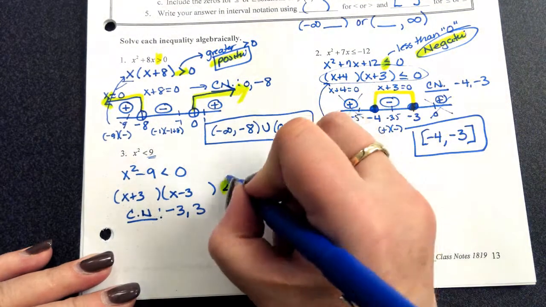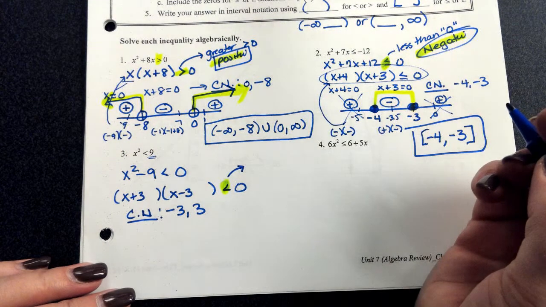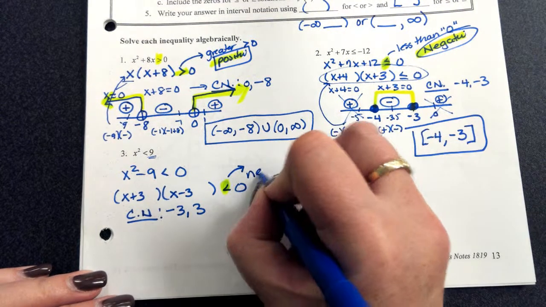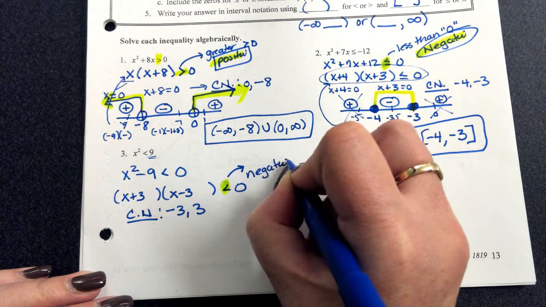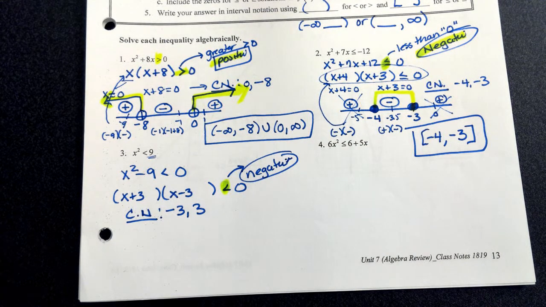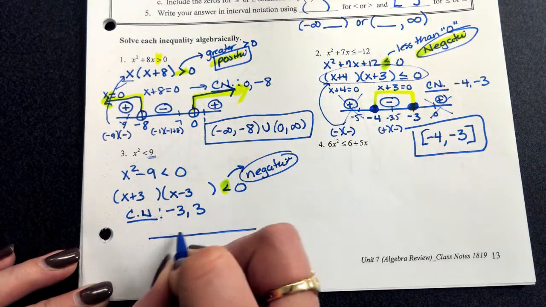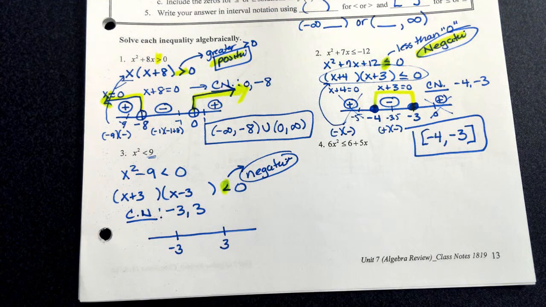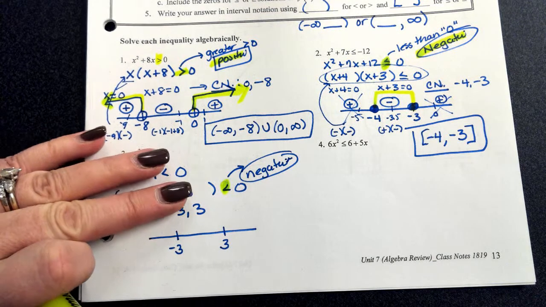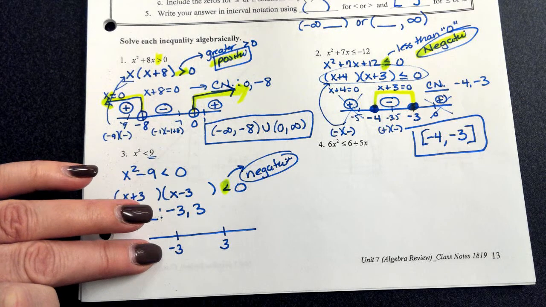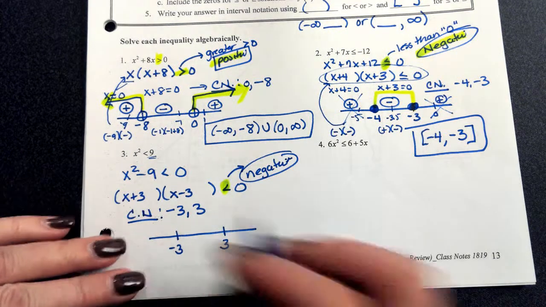Tell me, am I looking for positive intervals or negative intervals? Negative. So I always like to know before I get started, what intervals am I looking for? Am I looking for positives or negatives? So now I'm going to do my number line test. Now it's less than, so am I going to do an open circle or a closed circle above -3 and 3? Open.